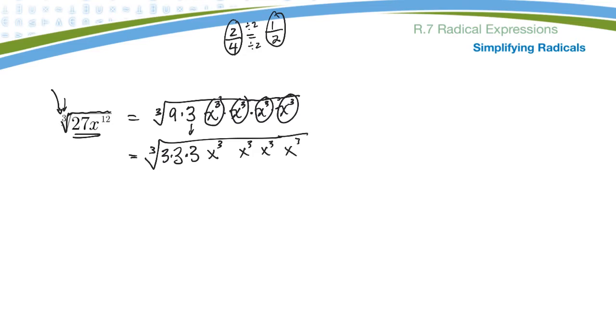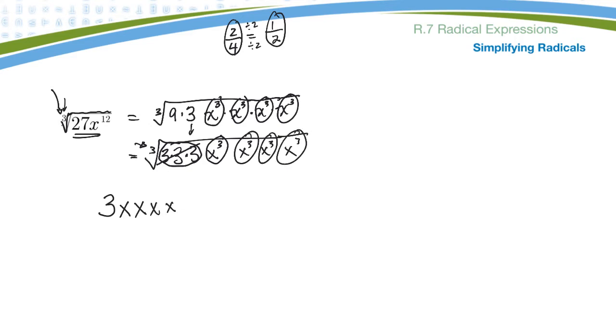So if I'm doing the cube root of something, I'm looking for groups of 3. Well, there's a group of 3 right there, so I can take that out of the radical, and I bring one of those numbers out. Okay, so 3 in, 1 out. Here's 3 x's, I can bring 1 x out. Another 3 x's, bring 1 out. Another 3, bring 1 out.